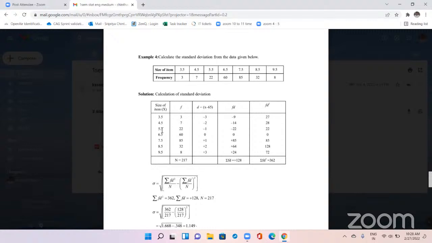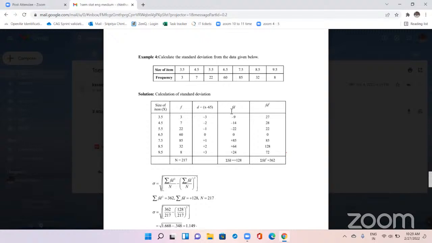So 3.5, 4.5, 5.5, 6.5, 7.5, 8.5. So these are 7 values. 7 is an odd number, so you should take 6.5. This is the value. So D is equal to X minus 6.5. 3.5 minus 6.5 is minus 3. 4.5 minus 6.5 is minus 2. Like that, D is equal to X minus A, with A equal to 6.5.